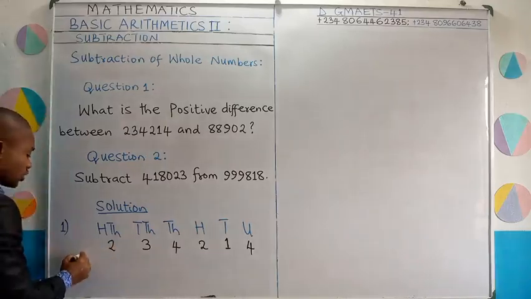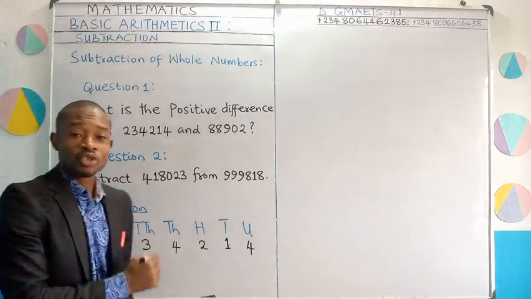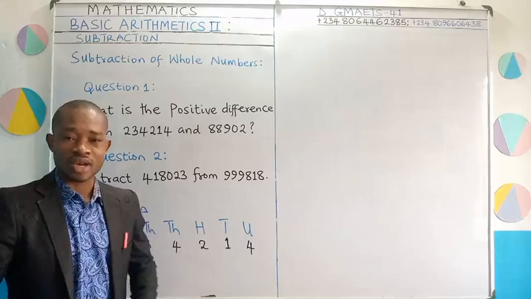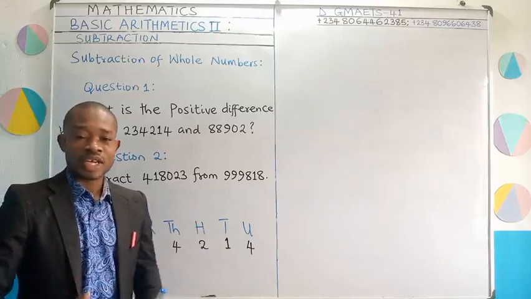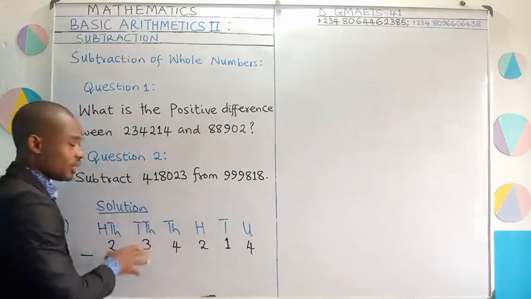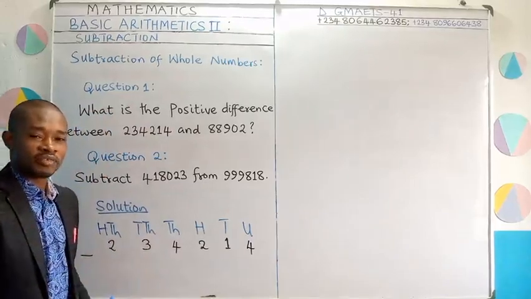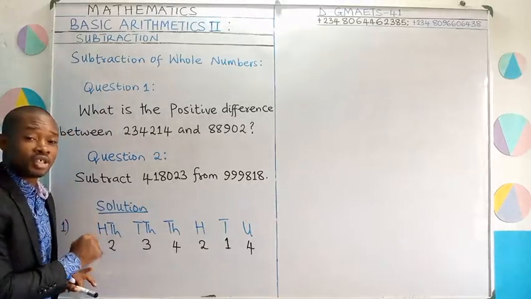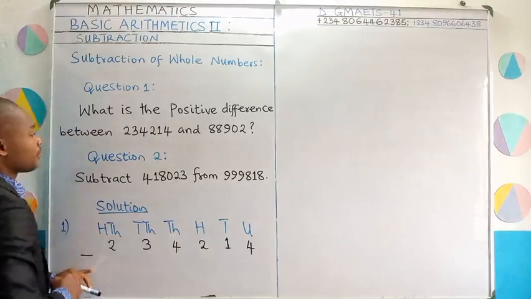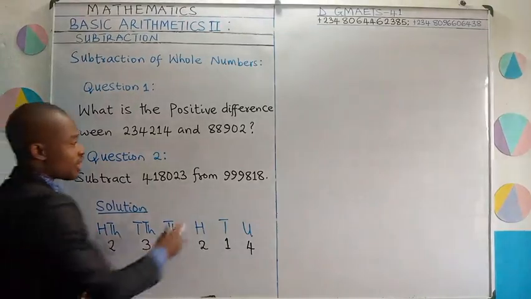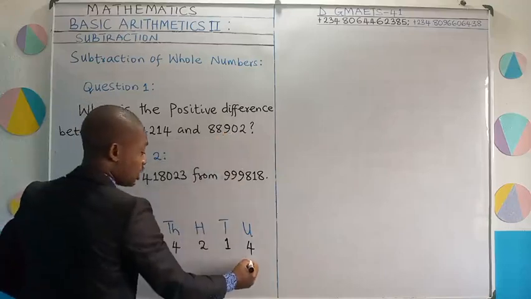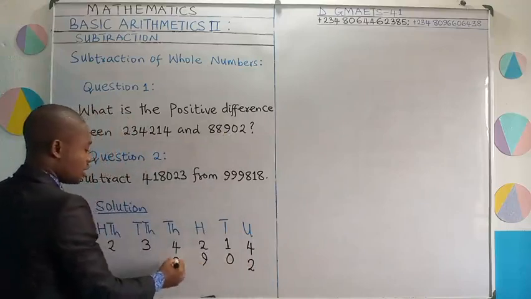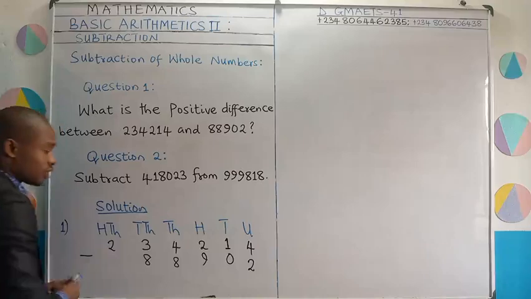Now put your subtraction sign. Please remember to do that. If you don't put your subtraction sign, your teacher will assume that he or she does not know what operation you are carrying out, whether it is subtraction, addition, multiplication, or division. So remember to put the mathematical sign of the operation you're doing. And then we have 88,902. So fixing them up under the place value, we're going to have 2 under units, 0 under tens, then 9 under hundreds, 8 under thousands, and the second 8 under tens of thousand.